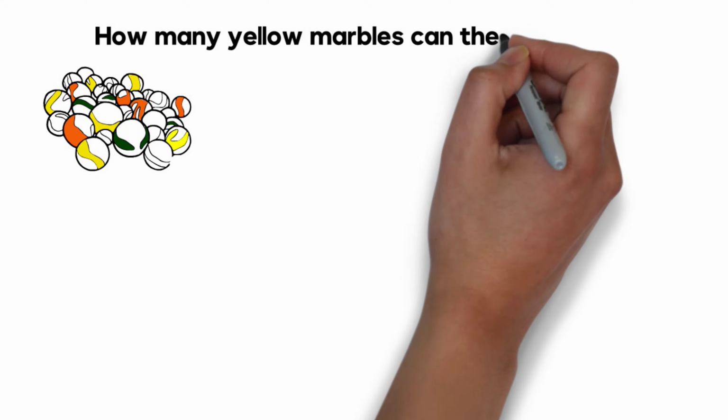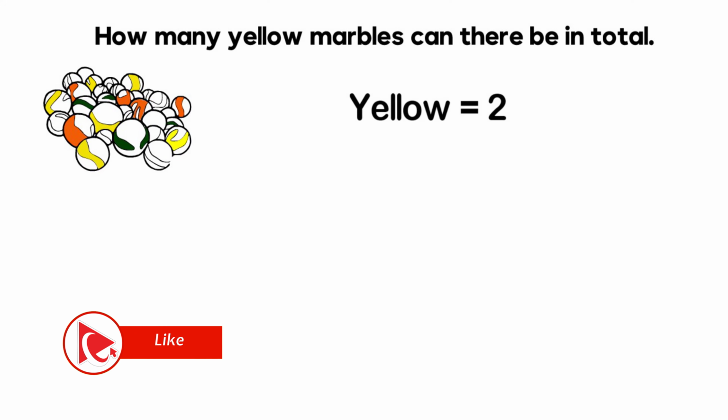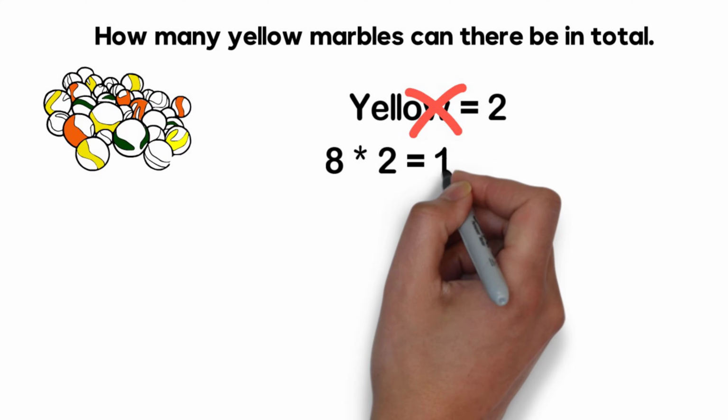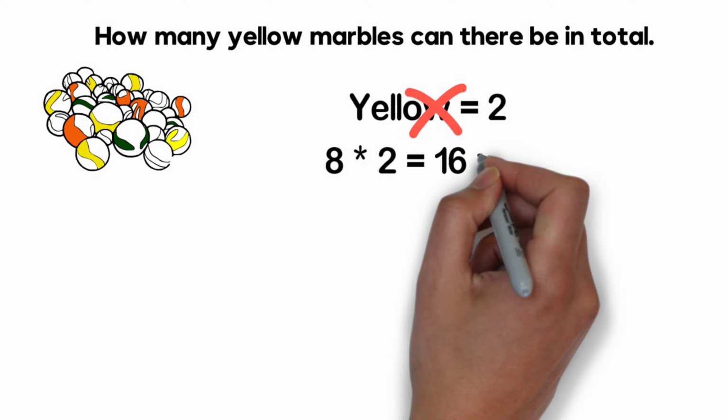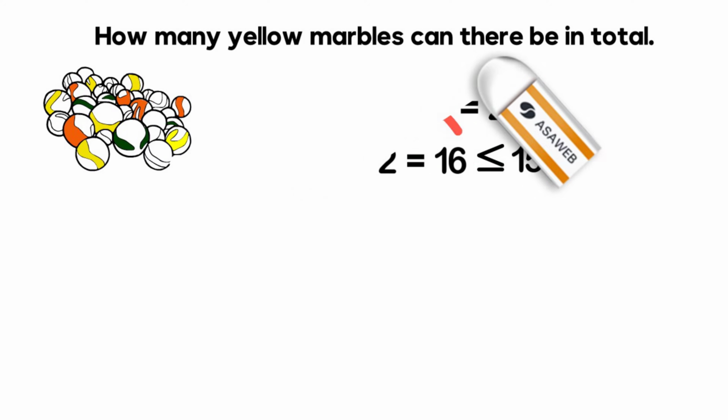So the question is, how many yellow marbles can there be in total? Can there be 2 yellow marbles? No, because if we multiply 8 by 2, we will get a total of 16 marbles, which is greater than 15, the current total number of marbles.